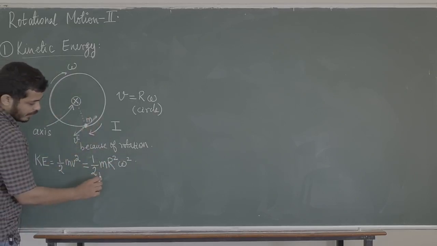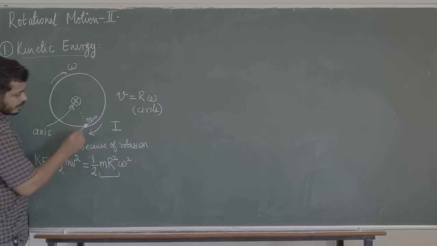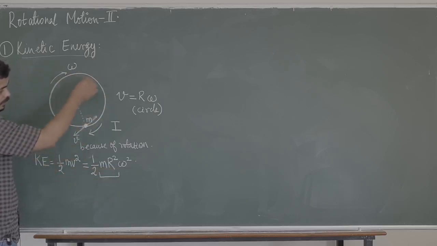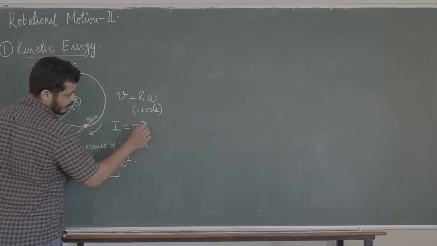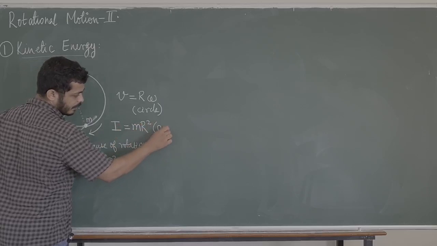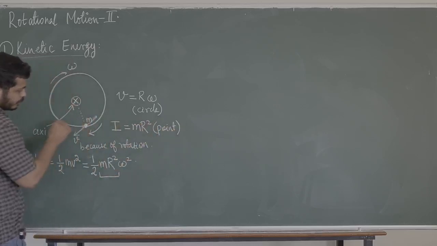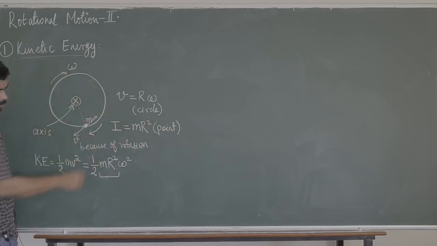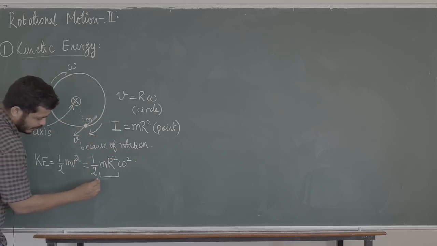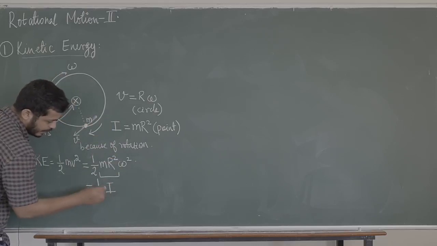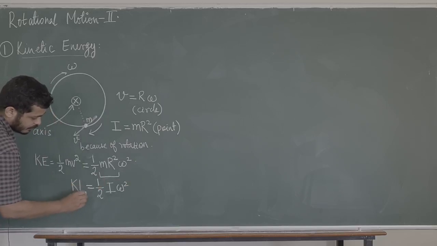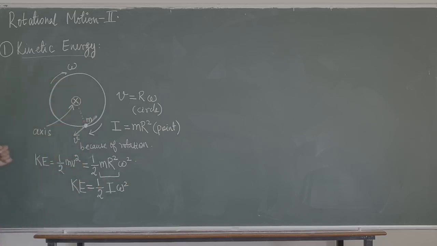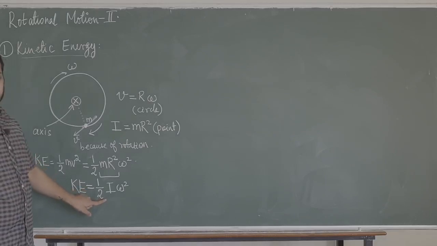I think you already recognize this term over here. If there is a single particle rotating in a circle, for a point mass, the moment of inertia is equal to mr square. So we can write the kinetic energy as half, instead of mr square, we can simply write I, and then omega square. So the kinetic energy of something rotating in a circle is simply equal to half I omega square. That's the kinetic energy.